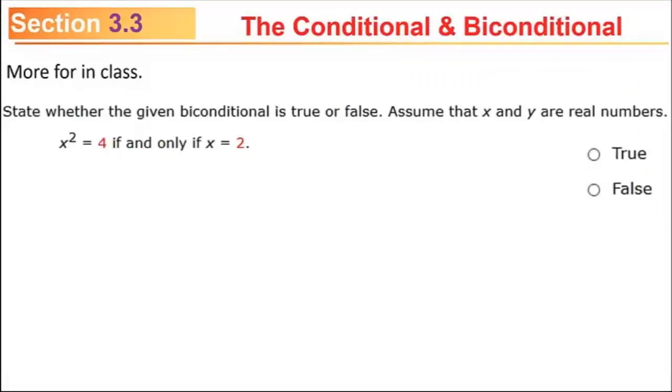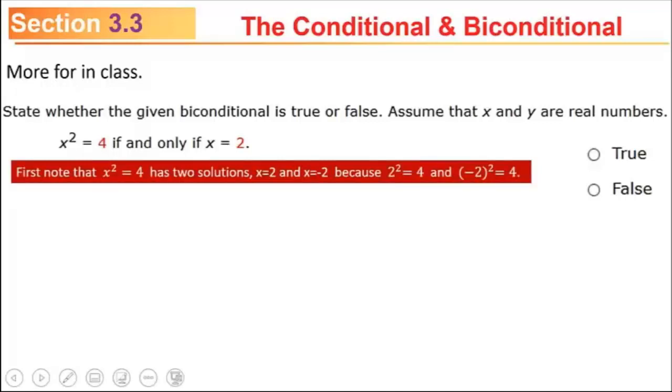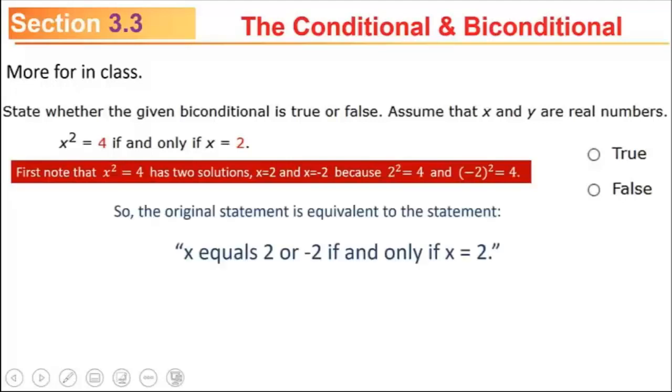State whether the given biconditional is true or false. Assume that x and y are real numbers. The statement is x squared is equal to 4 if and only if x equals 2. First thing I would notice is that if x squared is equal to 4, there are going to be two solutions. Either x equals 2 because 2 squared is equal to 4, or x equals negative 2 because the quantity negative 2 squared is also equal to 4. So the original statement as written is equivalent to the statement x is equal to 2 or minus 2 if and only if x is equal to 2.